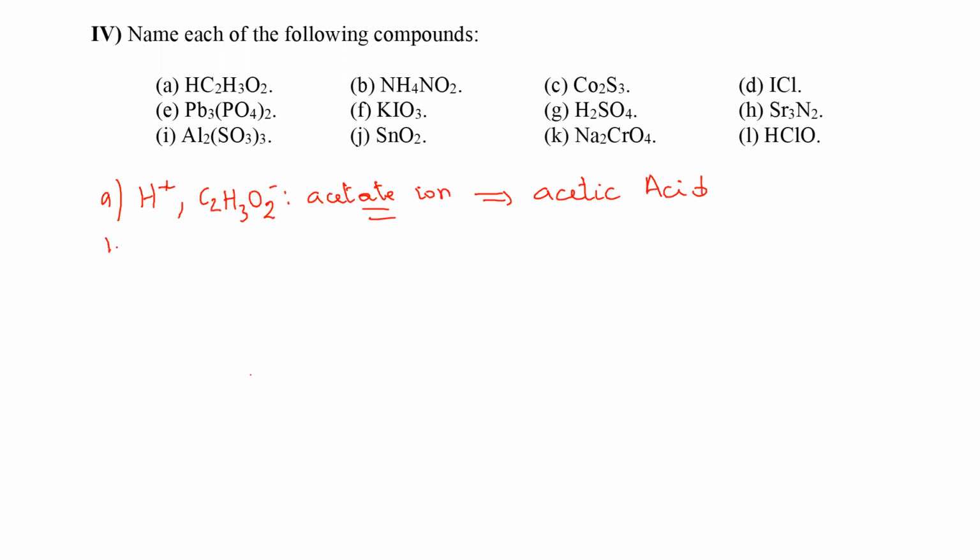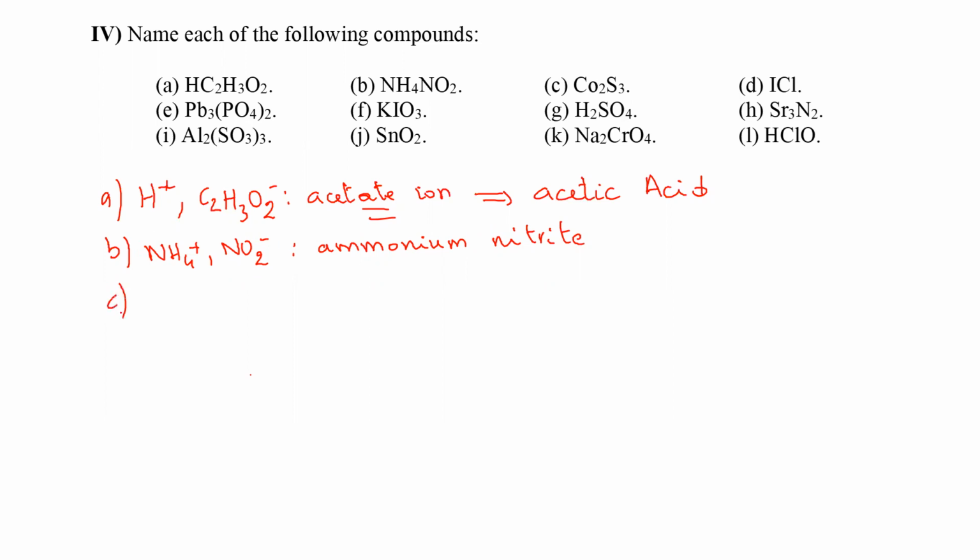Okay, when we look at B, it's based on the ammonium ion and the nitrite ion. So the naming will be ammonium nitrite. So you keep the name of the cation, the name of the anion, and you remove the ion in between, and you get the name of the compound.